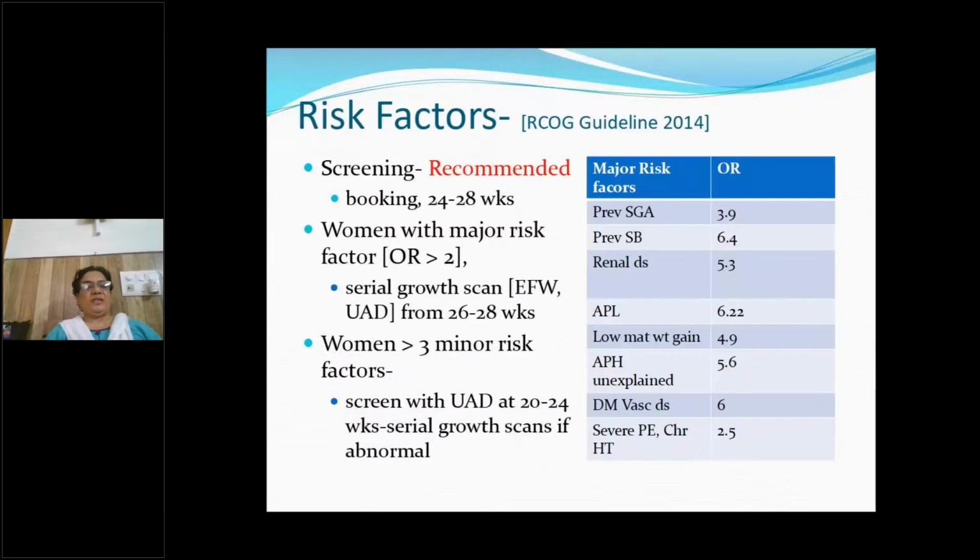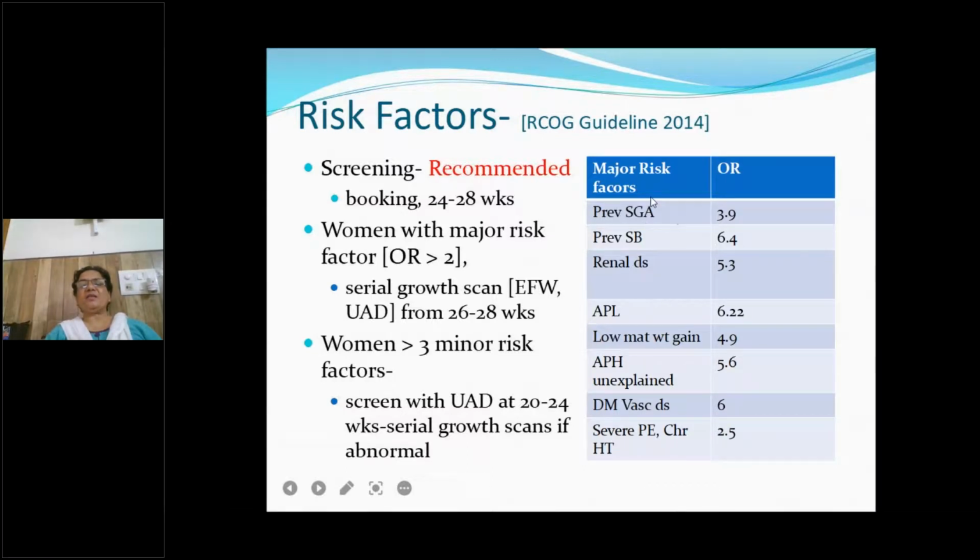So moving to the risk factors. It is recommended that risk factors are by and large history based. So we should screen all pregnant patients with the risk factors at the time of booking and at 24 to 28 weeks, because some risk factors may evolve during the pregnancy. Now, every risk factor has a quantum of risk associated for fetal growth restriction. You don't need to go into the details, but these are the overall factors like a previous small for gestational age baby, previous stillbirth, a woman with a renal disease, antiphospholipid antibody, low maternal weight gain, unexplained antepartum hemorrhage, severe preeclampsia.